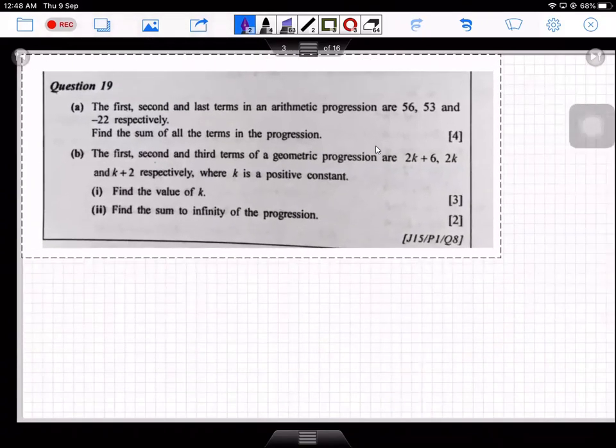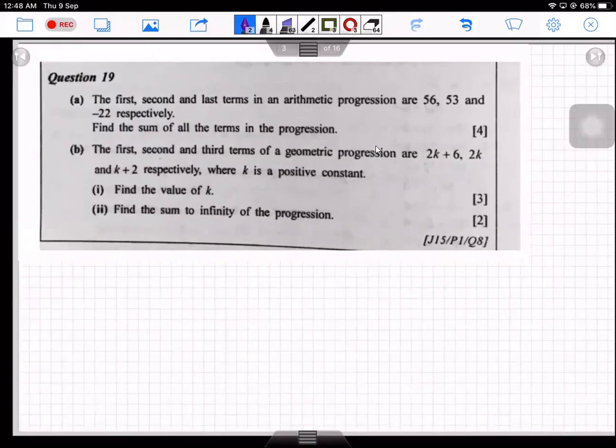Question number 19. Question number 19 is saying that the first, second, and the last terms in an arithmetic progression are 56, 53, and minus 22 respectively. Find the sum of all the terms in the progression. Okay, the first, the second, and the last terms in an arithmetic progression are 56, 53, and minus 22 respectively. So this is an arithmetic progression. So a is equal to 56.